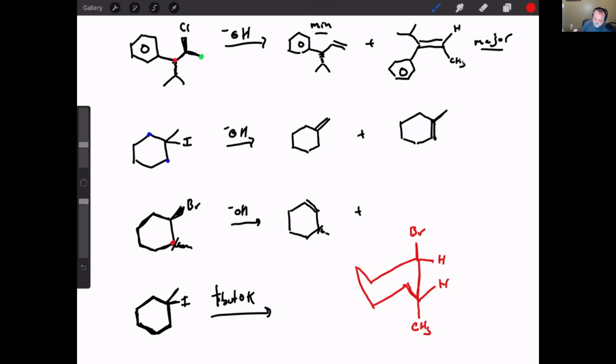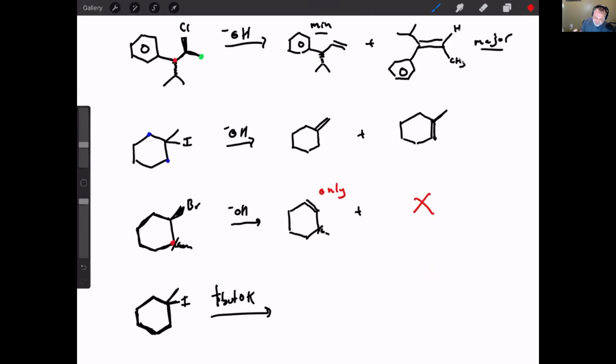What I notice then is that the bromine cannot be anti-periplanar to that beta hydrogen to produce what would have been the Zaitsev product. So at the end of the day, there is no Zaitsev product. The only thing that forms is the one that we labeled as minor. So in this case, it's not the minor product, it's the only product.